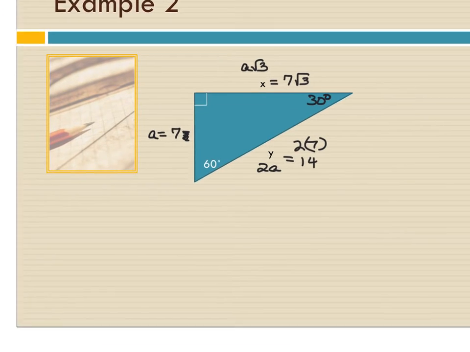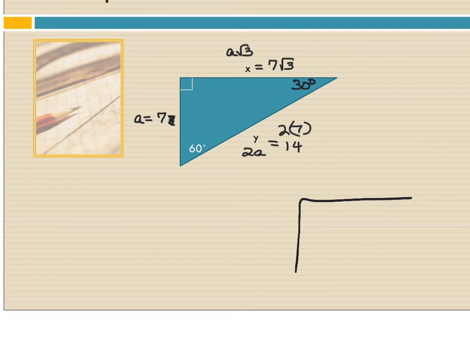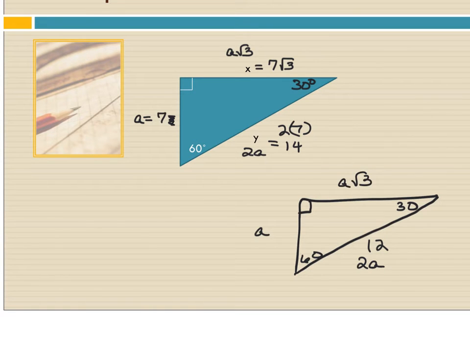Let me change the numbers. So let's say here, instead, let's change it up. 60's here, 30's here. Let's say this time I give you that the hypotenuse is 12. So remember, the hypotenuse is 2 times a. The side across from 30 is a. And the side across from 60 is going to be a square root 3.